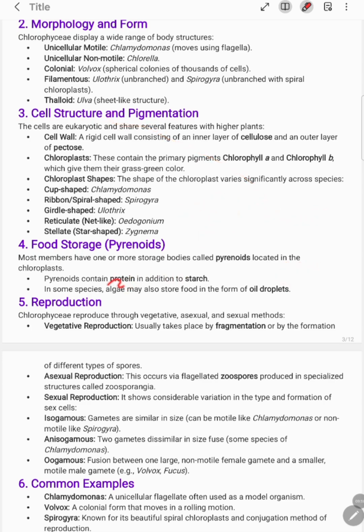Okay, so what is that? Pyrenoid. Now what does this pyrenoid contain? Protein. Instead of starch, they contain protein. Remember this, it is important: they do not contain starch. In some species, algae may also store food in the form of oil droplets. Apart from pyrenoids, they also store food as oil droplets.